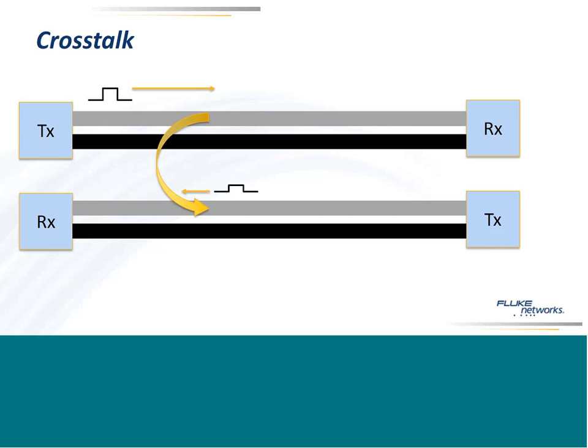Now, the problem is in electrical theory, you'll hear about this thing called crosstalk. And what that means is if I induce a signal on one wire, it will create a magnetic field. And a magnetic field can induce a signal on another wire. So what happens is I send my little pulse, say, or my little wave, which maybe represents a 1 or a 0, down the transmit pair, it generates this magnetic field, which then gets picked up by the other wire and comes back in on another pair.